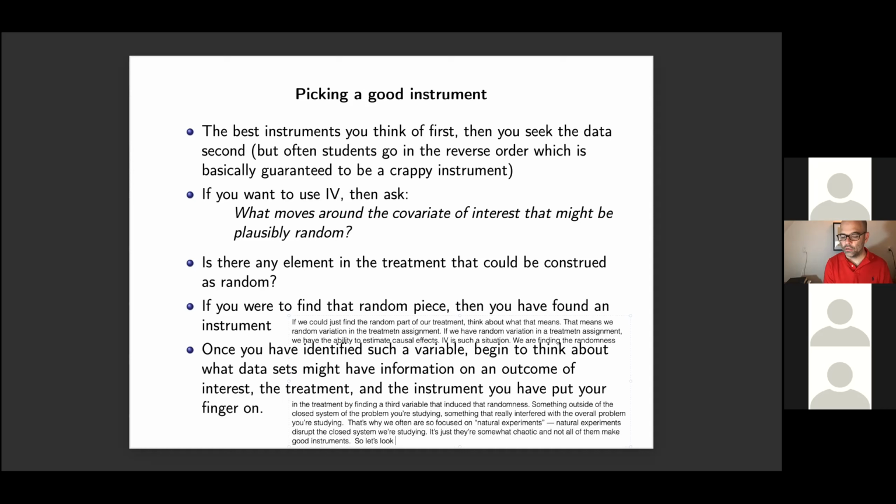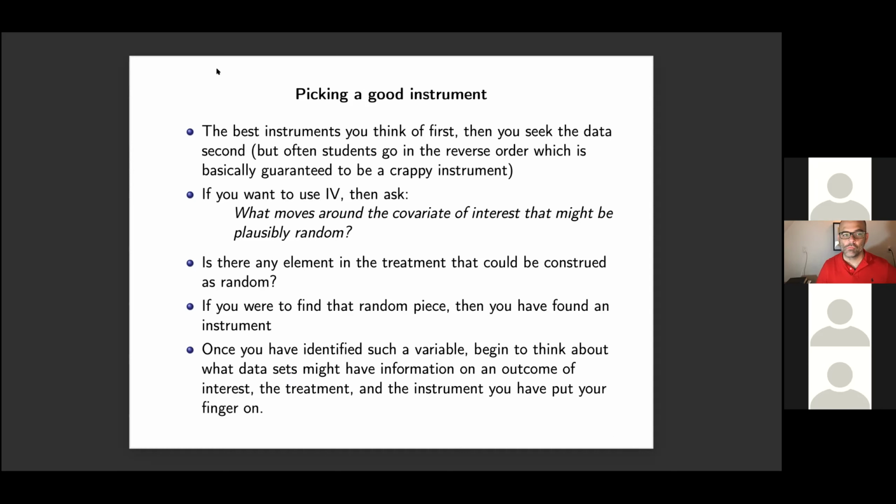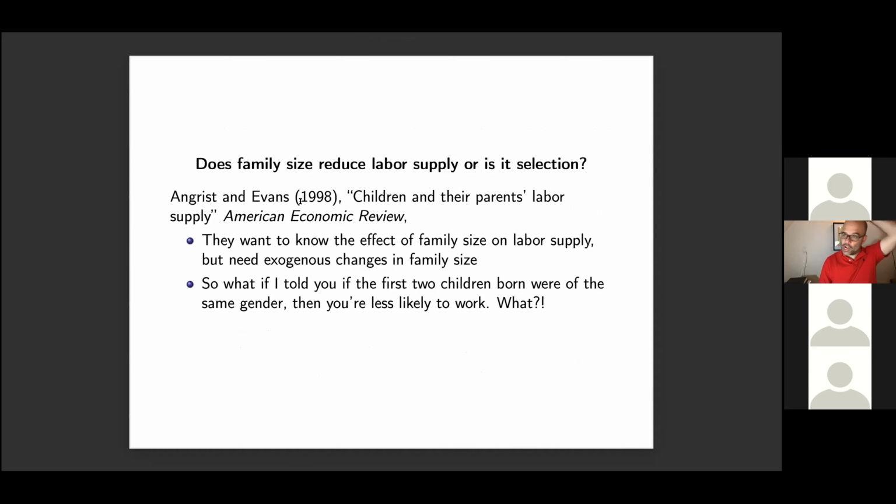So let's look closely at this. Here's a paper by Josh Angrist, who's a giant in the field of labor economics and causal inference in general, and Bill Evans. Bill Evans, I think, was a Josh Angrist student. I could be wrong. Their paper is entitled Children and Their Parents' Labor Supply, published in the American Economic Review. They want to know the effect of family size on labor supply, but they need exogenous changes in family size. So what they want to know is what happens when a family has an additional child? What happens to a woman's willingness to provide labor to the market when her family has an additional child.